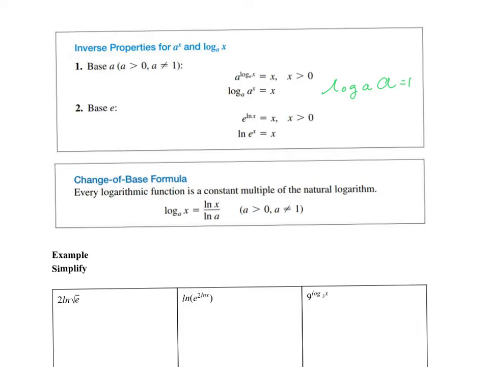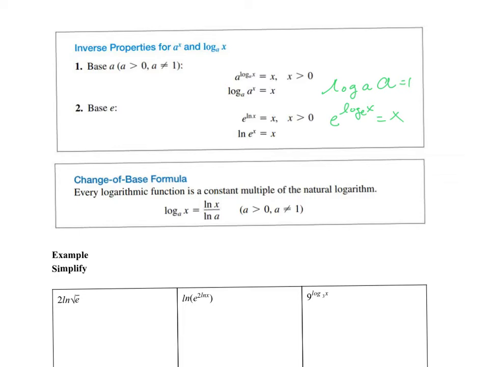If you have e to the ln of x, it's because it is e to the log base e of x. That's why the answer is x, for the same reason we just discussed above. And if you have ln of e to the x, again, that answer is x also, for the same reason.